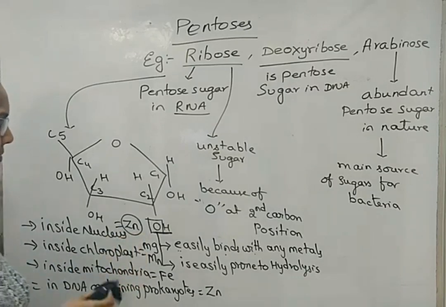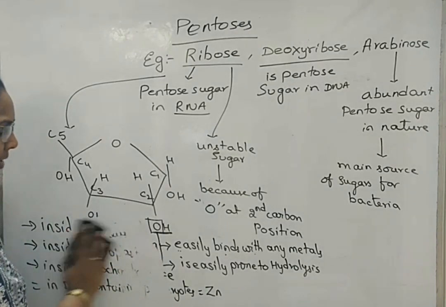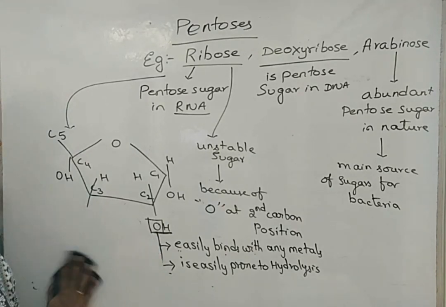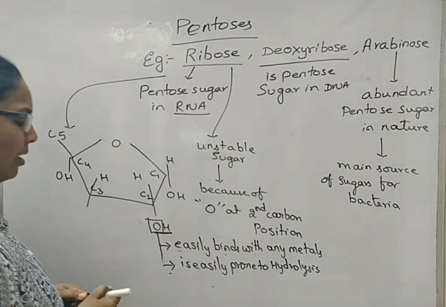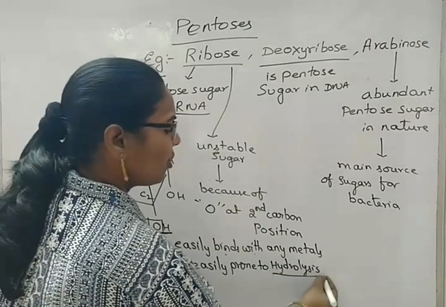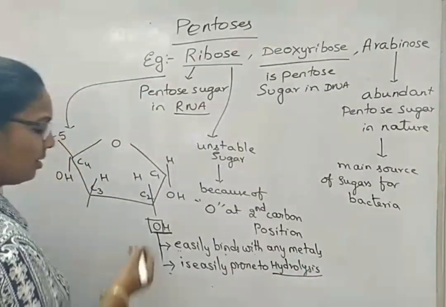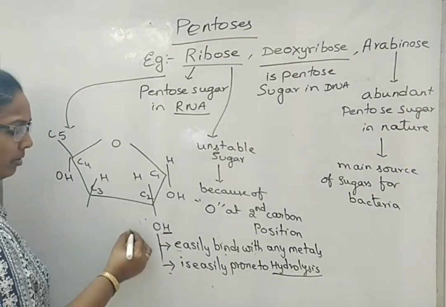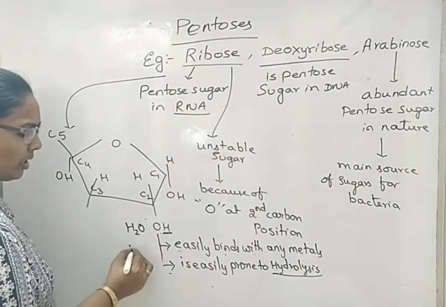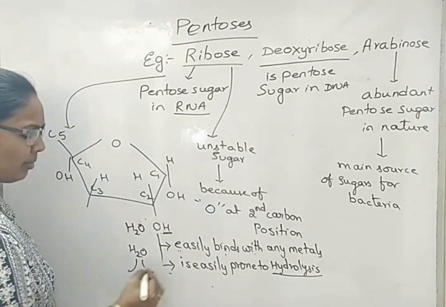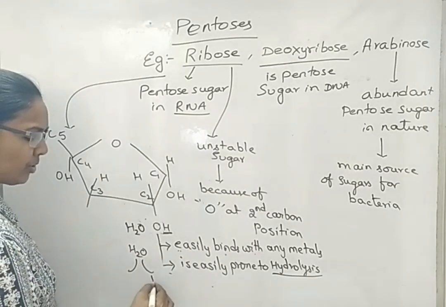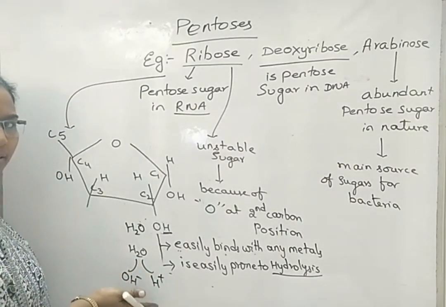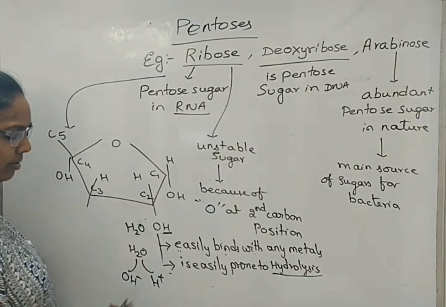Now, here I have written one point that it is easily prone to hydrolysis. Hydrolysis in the sense addition of water molecule and breaking the compound. Hydrolysis means we are not adding only one single water molecule, we are adding a group of water molecules. We know that water molecule will again dissociate into H plus and OH minus ions. These forms exist in the water molecules.